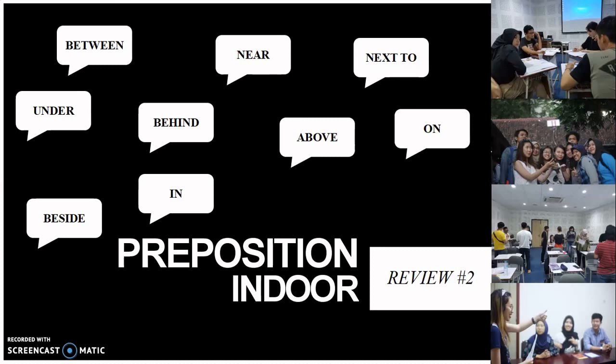What else? Between. Between means that there are two things, right? For example, the air conditioner remote control is between my books. Don't forget, because it is between two things, we have to put S on the word books. The air conditioner remote control is between my books.